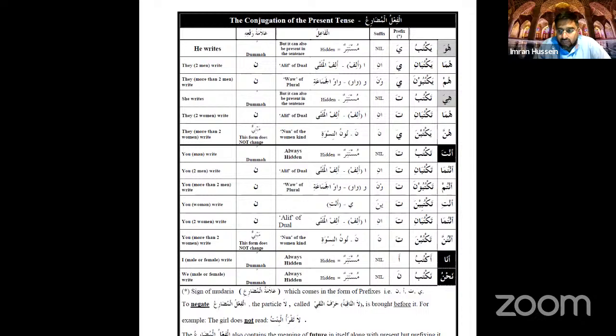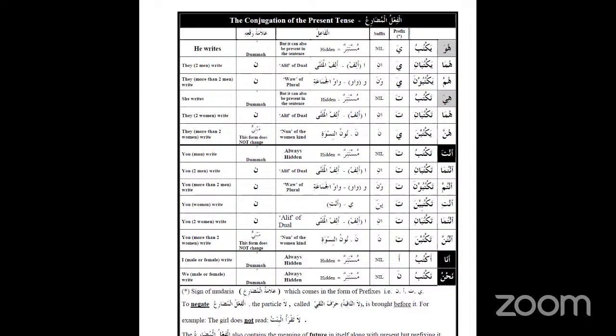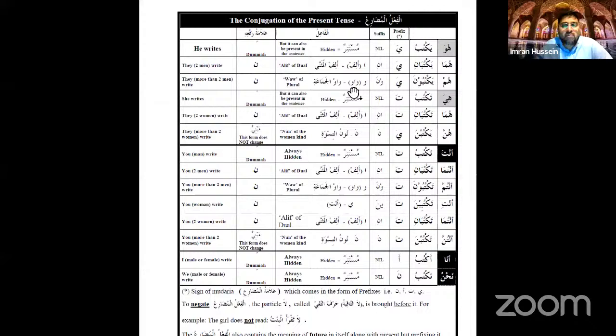It's the marfu'un, mansubun, and majrurun. Correct. So a noun can come like kitabun, kitaban, and kitabin. So all nouns have three states: halatul raf, halatul nasb, halatul jar. It can come with dhamma tanween, fatha tanween, and a kasra tanween. So this is with nouns. Is this clear so far?